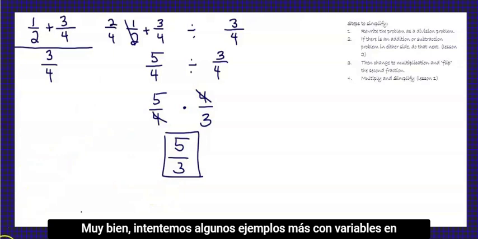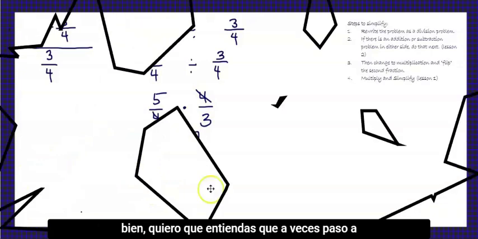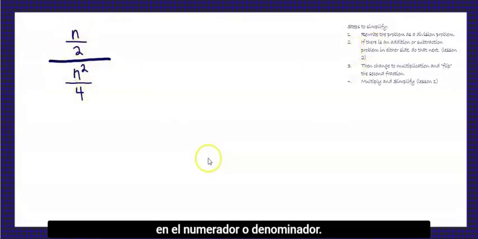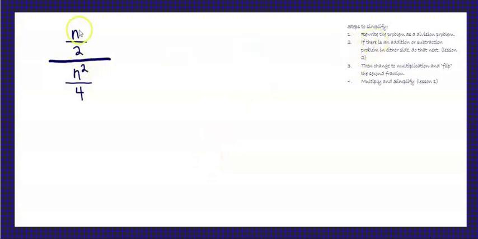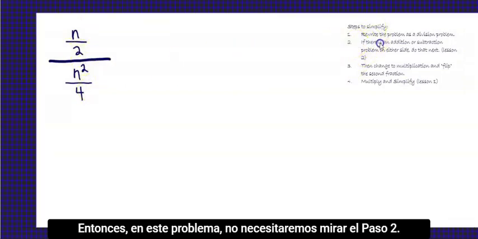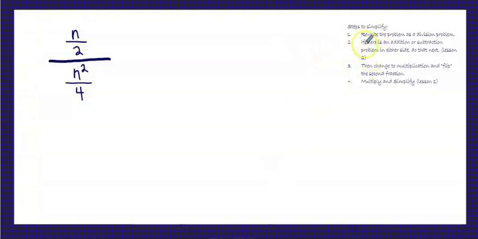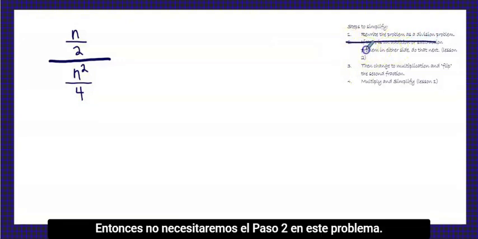All right, let's try some more examples with variables in. Okay, so I want you to understand that sometimes step 2 won't be necessary. Only if there's addition or subtraction in the numerator or denominator will you actually do step 2. So in this problem, we won't need to look at step 2. Let's try that again. There we go. So we won't need step 2 in this problem.